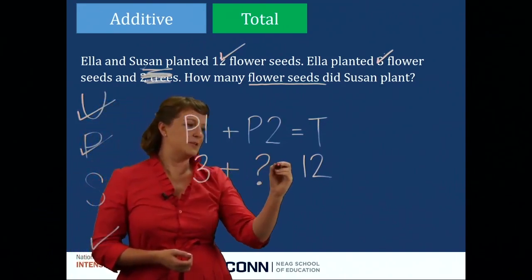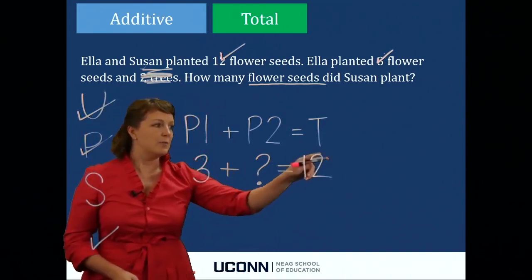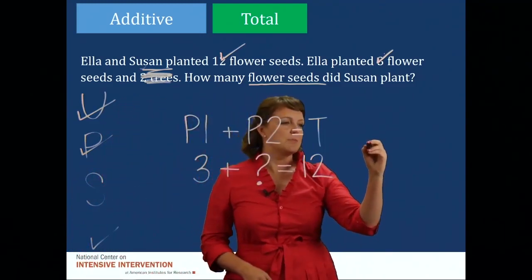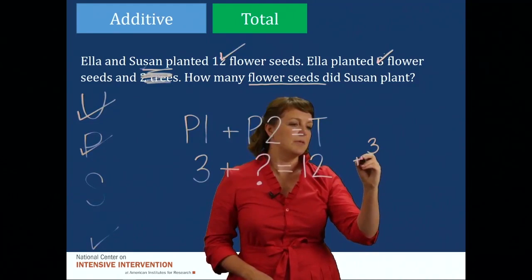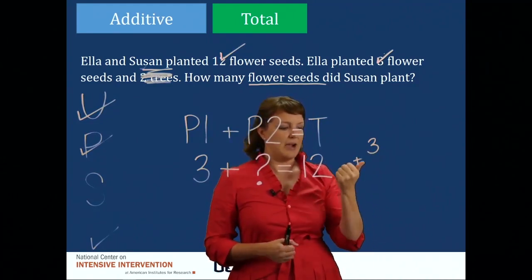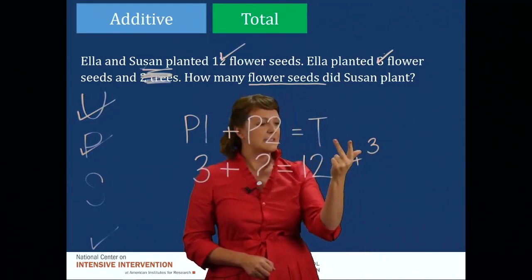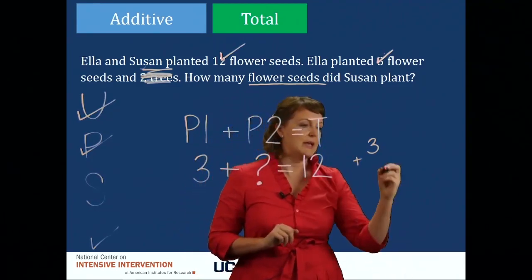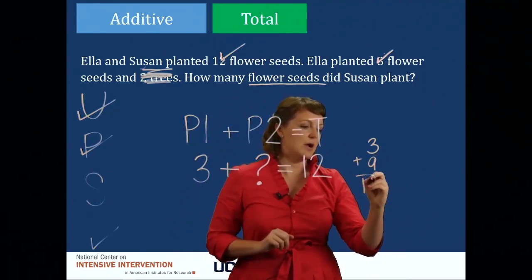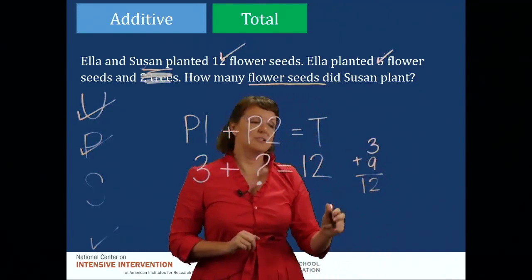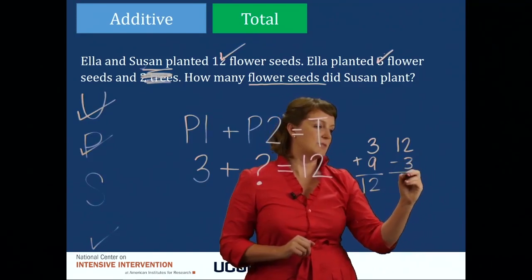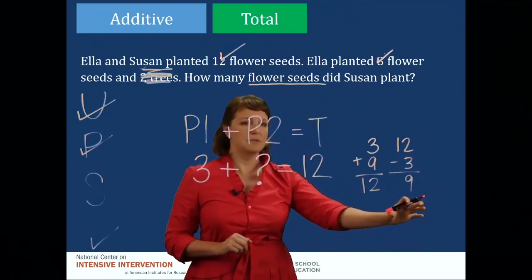I'm going to put in my plus sign and my equal sign, and now I'm going to move over here to solve this problem. Now, some students might solve this problem by counting up. They might say, well, 3 plus, and they'd say 3, 4, 5, 6, 7, 8, 9, 10, 11, 12. So 3 plus 9 is 12. So I might be able to add to solve this problem. Other students might subtract to solve this problem. 12 minus 3 equals 9.